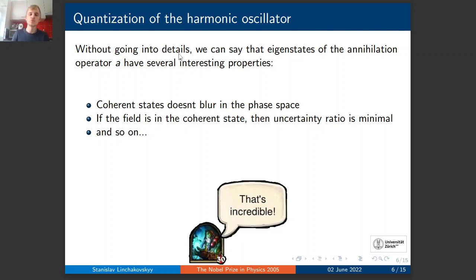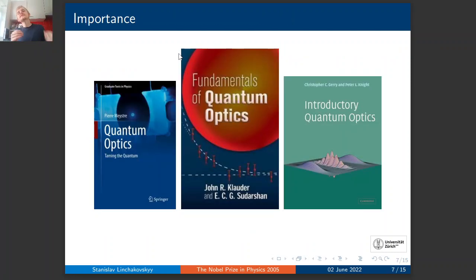You have probably seen the same stuff in the quantum mechanics course, but for the coherent states of the quantum harmonic oscillator. But why are these states so important?